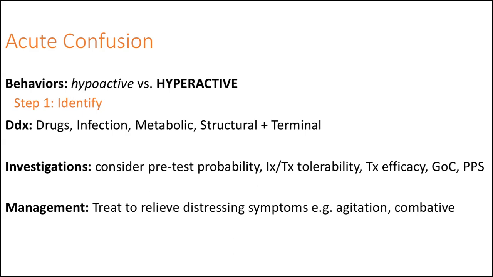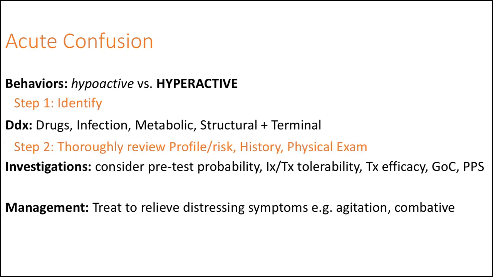So they need both of the major criteria of acute fluctuating change in mental status and inattention, and then one of the minor criteria, which includes disorganized thinking or alterations in level of consciousness. So it's important to identify these things. Now, in terms of differential diagnosis, the thing that's really complicated in a palliative patient is that we have our regular broad differential of drugs, infections, metabolic causes, structural causes, plus there could potentially just be a progression of their natural terminal illness and be a terminal delirium.